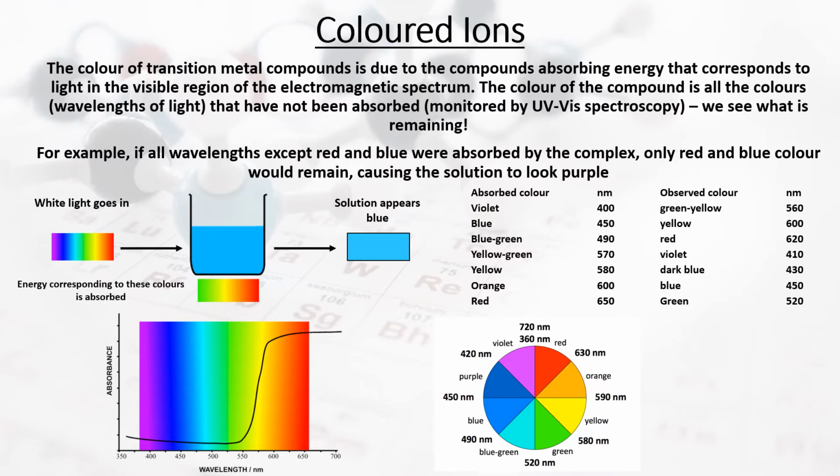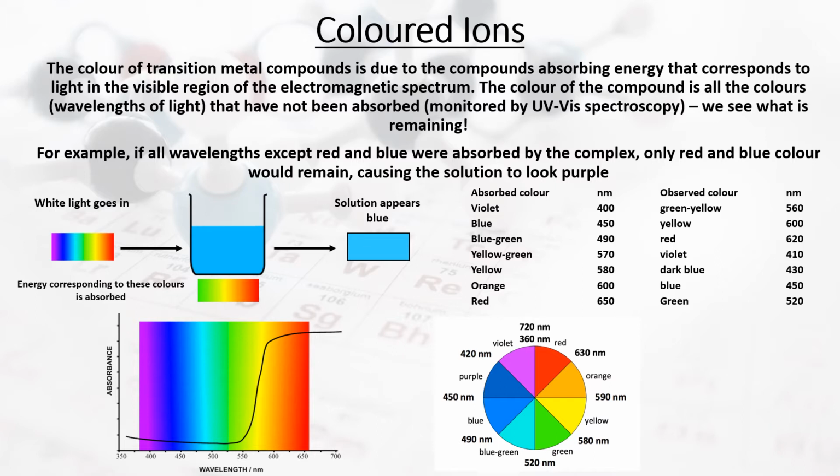Other main group ions and organic compounds also absorb light and cause electronic transitions, but that light is not in the visible region of the electromagnetic spectrum, and therefore as humans we don't see it as colour. Now the colour of the compound that we see is all of the colours, and of course the colour is related to a wavelength of light and a frequency of light. The colour of the compound is all the colours that have not been absorbed. So we essentially see the colour that is remaining.